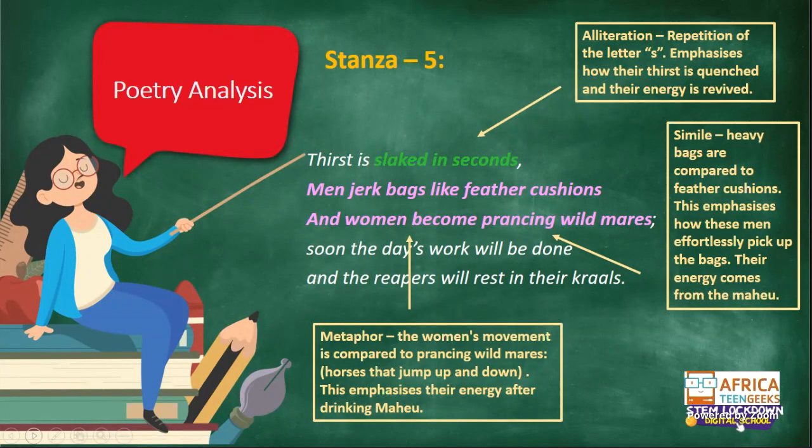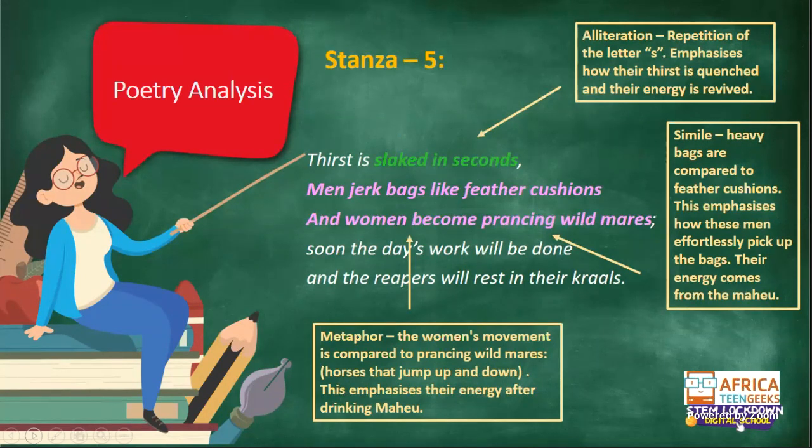Right. Thirst is slacked in seconds, which means the mahewu gives them energy. And because now they have this energy, men jerk bags like feather cushions. So all of these heavy bags that they pick up every day, because they have so much energy now, the poet uses a simile to describe how this mahewu has given them energy to throw the bags onto the tractor like they are feathers. Their job has become easier.